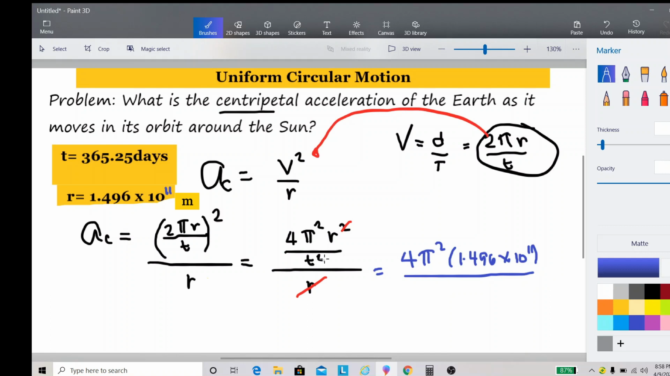So what is this t squared? Remember, this is in days. So let us solve. T will be equal to 365.25 times 24 hours a day. So 24 hours per day, and we are going to cancel it out.